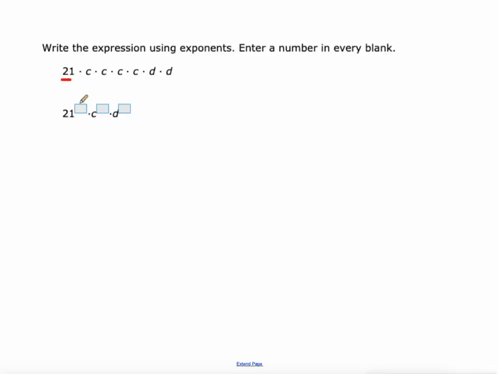And the same thing happens here when we start throwing in variables as well. 21 only occurs one time. And then we're going to repeatedly multiply by C 1, 2, 3, 4 times. And then we're going to multiply by D twice. So 21 to the 1st times C to the 4th times D squared.